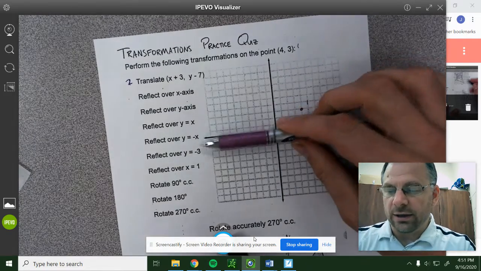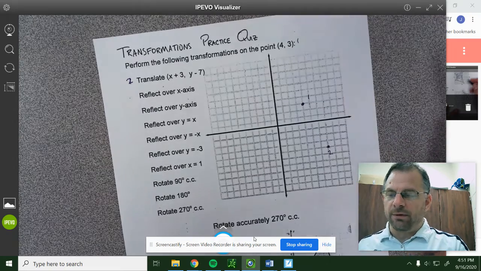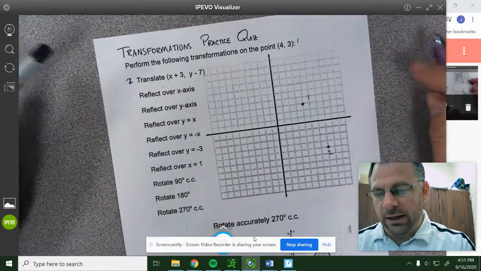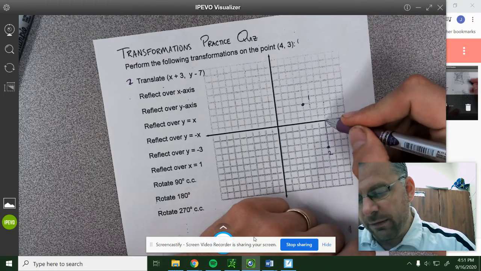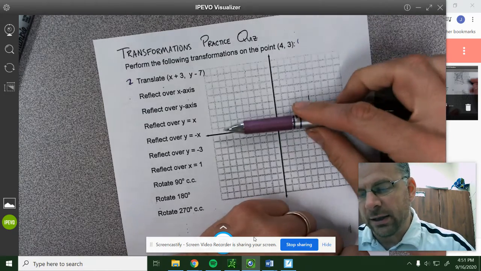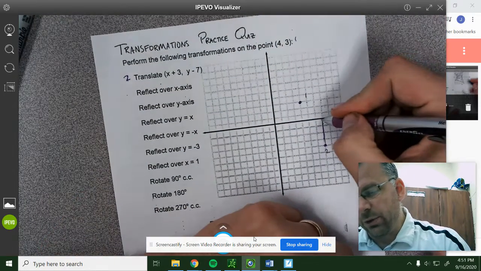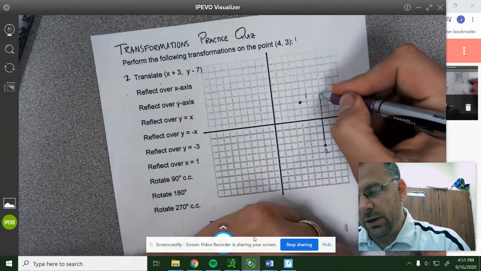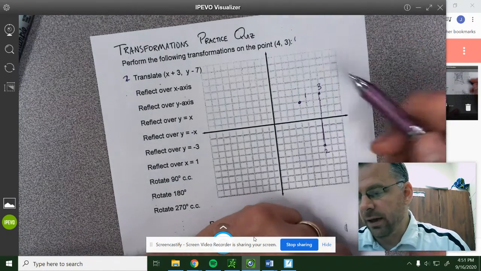The x-axis is here. So all I'm going to do is flip it up. I could use tracing paper if I want to, but it's pretty easy because I just look to see, okay, this is 1, 2, 3, 4 steps away from the x-axis, this side. So if I were to flip that, it would end up being 4 steps away above it. So here, the point goes to here when I flip over the x-axis.